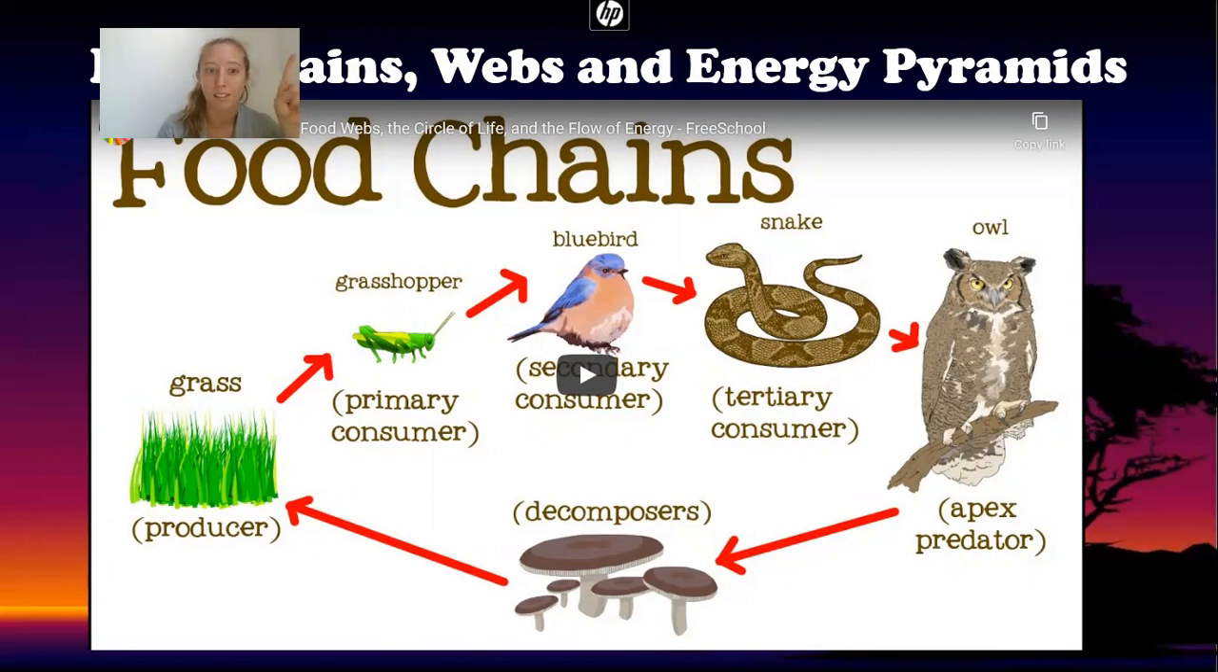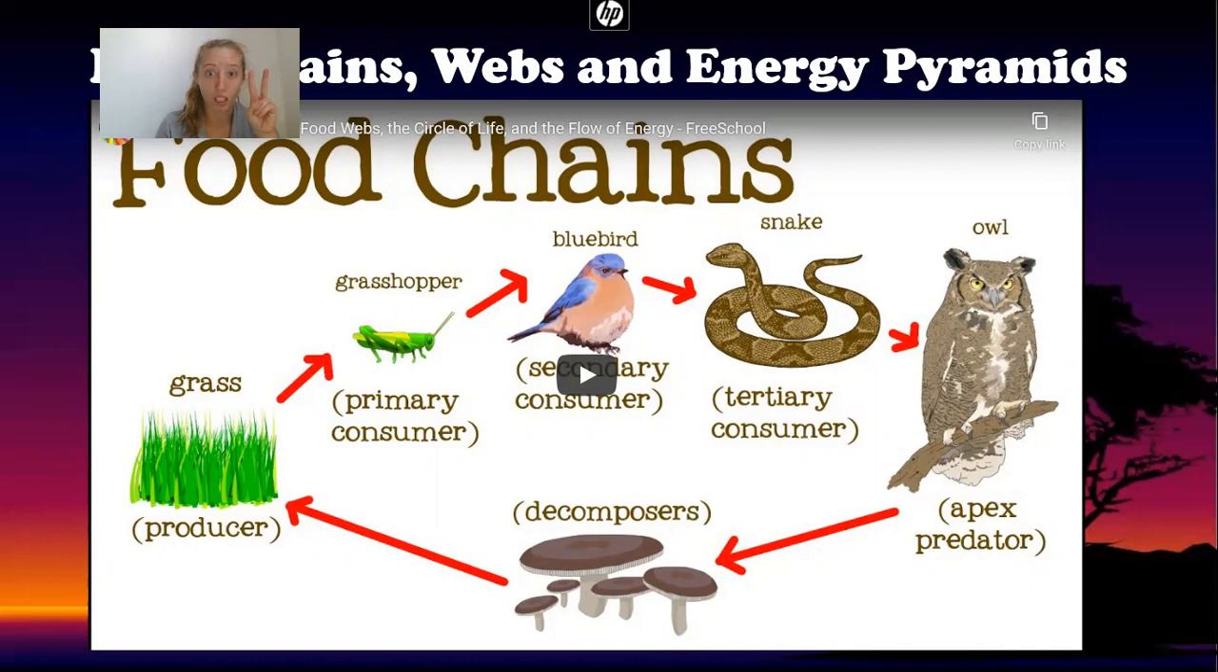The producer is the grass. Since the grasshopper eats the grass, the grasshopper is the first organism to get to that energy. So we would call it a primary consumer, not first-ary consumer. Primary consumer, primary means one, okay? If the grasshopper gets eaten by a bluebird, which we see that's true based off of the direction of the energy arrows, the bluebird would be the second organism to get to the energy, which was in the grass, so we call it a secondary consumer.